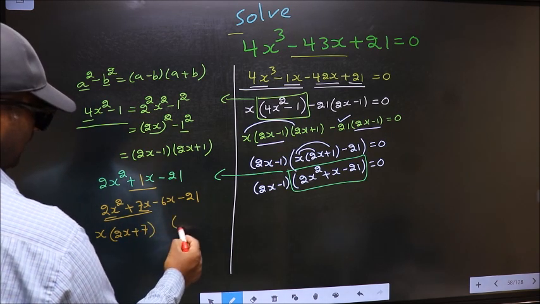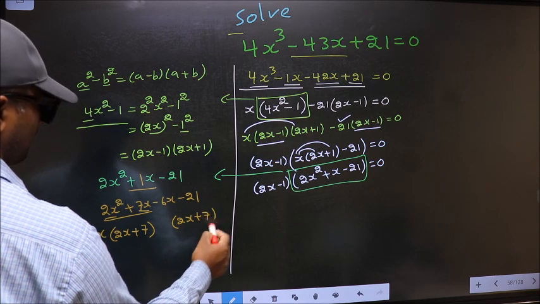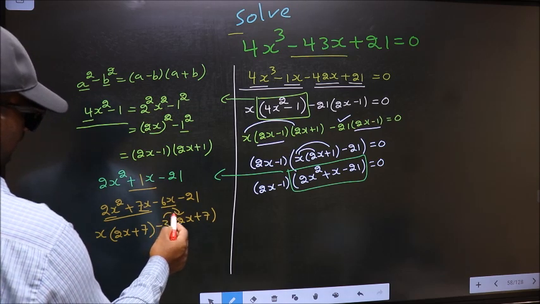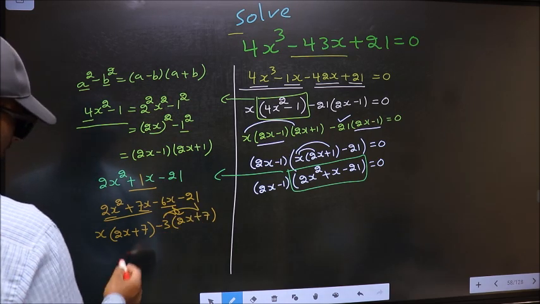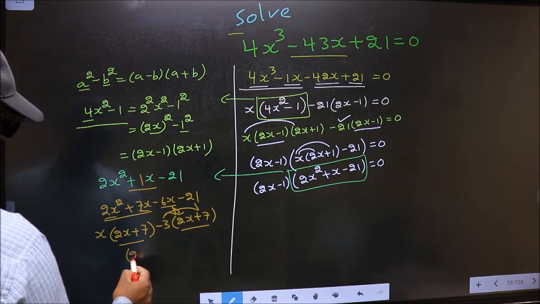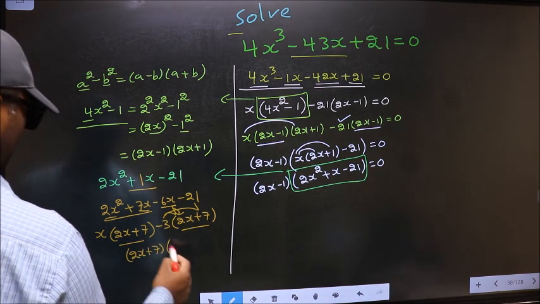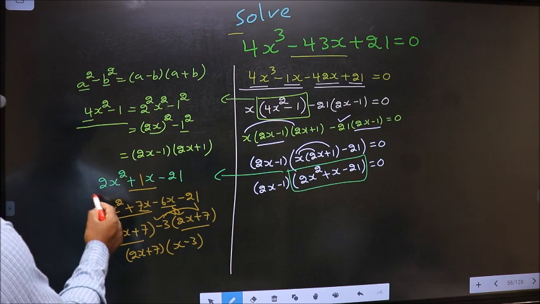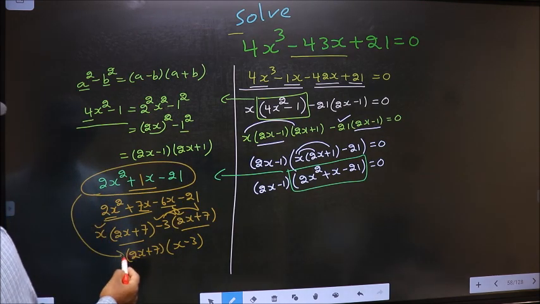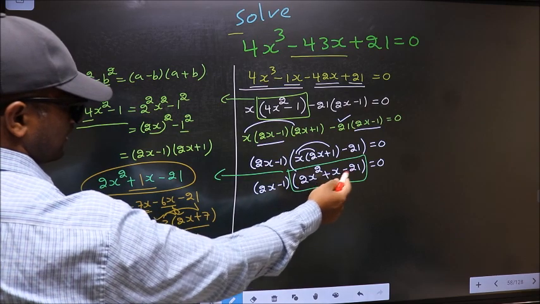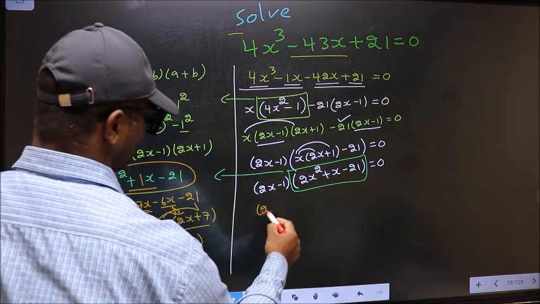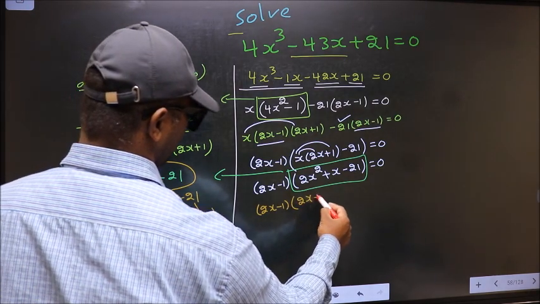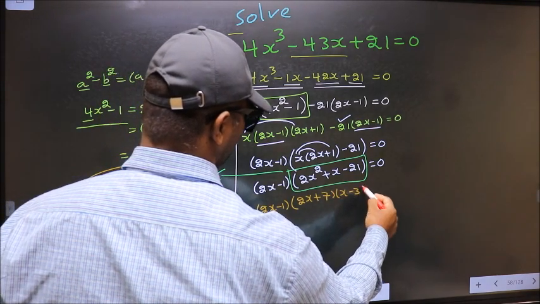Now whatever we got here, here also we should get the same thing. From this 2x gone inside, so outside we get minus 3. Even if you multiply and check, still you get the same thing. Now take out 2x plus 7 common. So here we have x and here minus 3. Now in place of this quadratic, we should write this over here. So this equation becomes 2x minus 1, 2x plus 7, x minus 3 equal to 0.